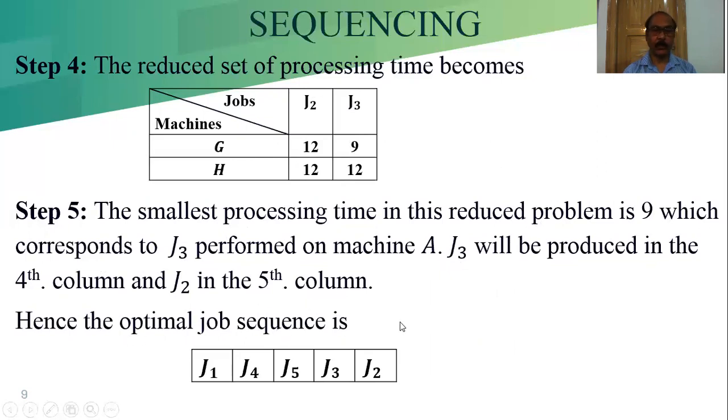Hence the optimal job sequence is J1, J4, J5, J3, J2. Now we have to calculate the processing time, time in and time out for machines A, B and C. Now we are converting the job sequence into the actual problem.